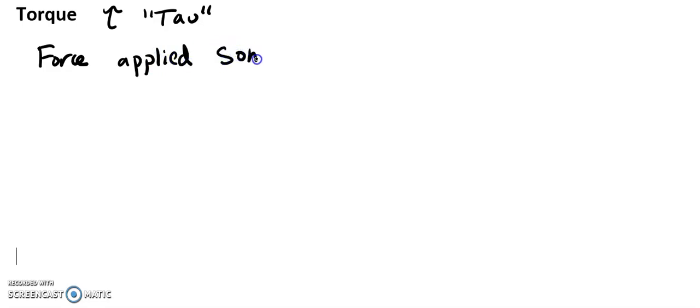Okay, so today we're going to go ahead and talk about torque. For torque, we'll use the symbol tau. It's kind of like a cursive T. What a torque is, is a force applied some distance from a pivot point that can cause changes in rotational motion.